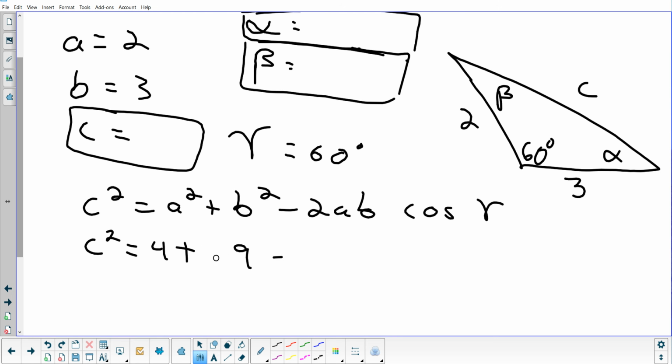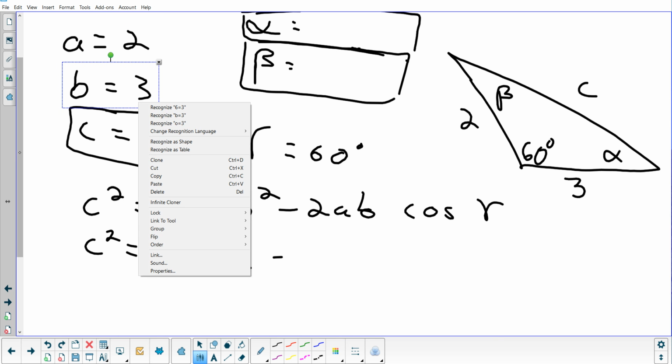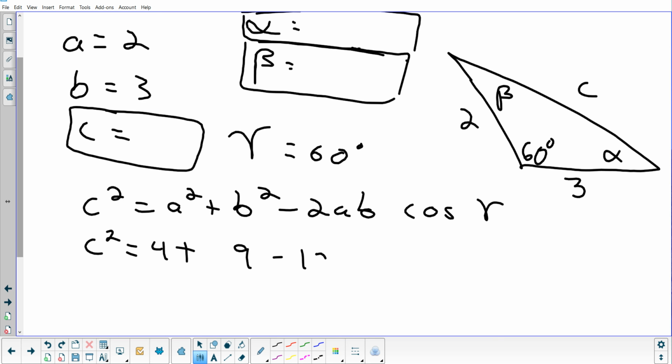Oops, now the next part is 2 times A times B. What's 2 times A? 4. What's 4 times 3? 12. So this is minus 12 cosine. And now I need to look up what gamma is. 60.